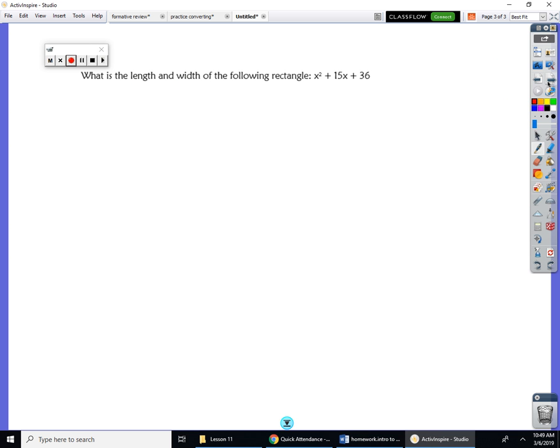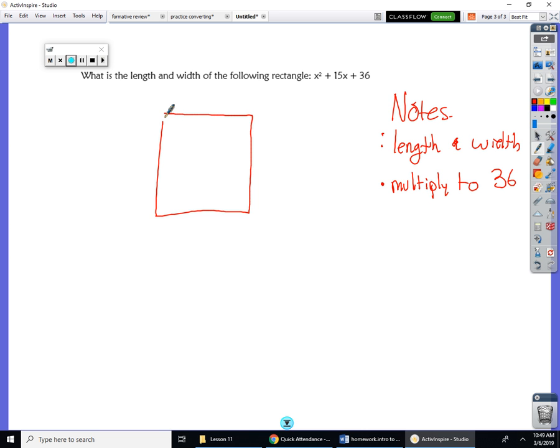So if we look at the second example, our steps, we need our length and width. So length and width, we need to multiply to the ones. So multiply to 36. So now we know that I need my length and my width. I need to multiply to give me that 36. So we know that 36 is here, and our x squared is here. So it's going to be x plus something, and then x plus something. So we figure out two numbers that will multiply to 36.